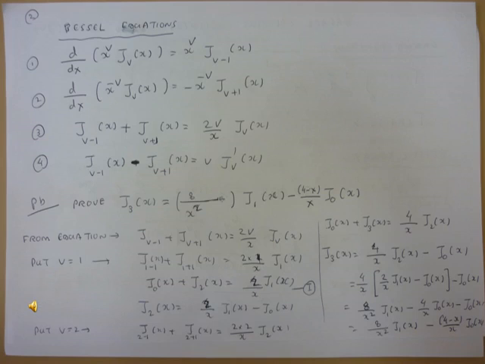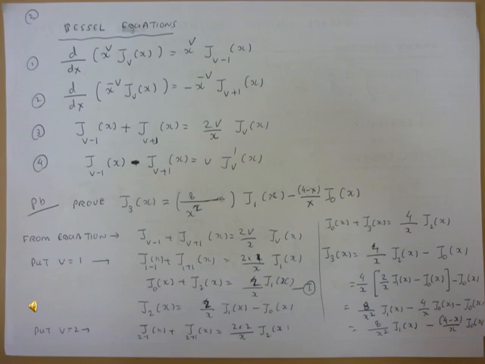In this general equation, we substitute v equal to 1. So we substitute v equal to 1, so that will be J(1−1)(h) + J(1+1)(h) equal to (2×1/h)J1(h). Therefore we got J0(h) + J2(h) is equal to (2/h)J1(h). So this is equation 2.